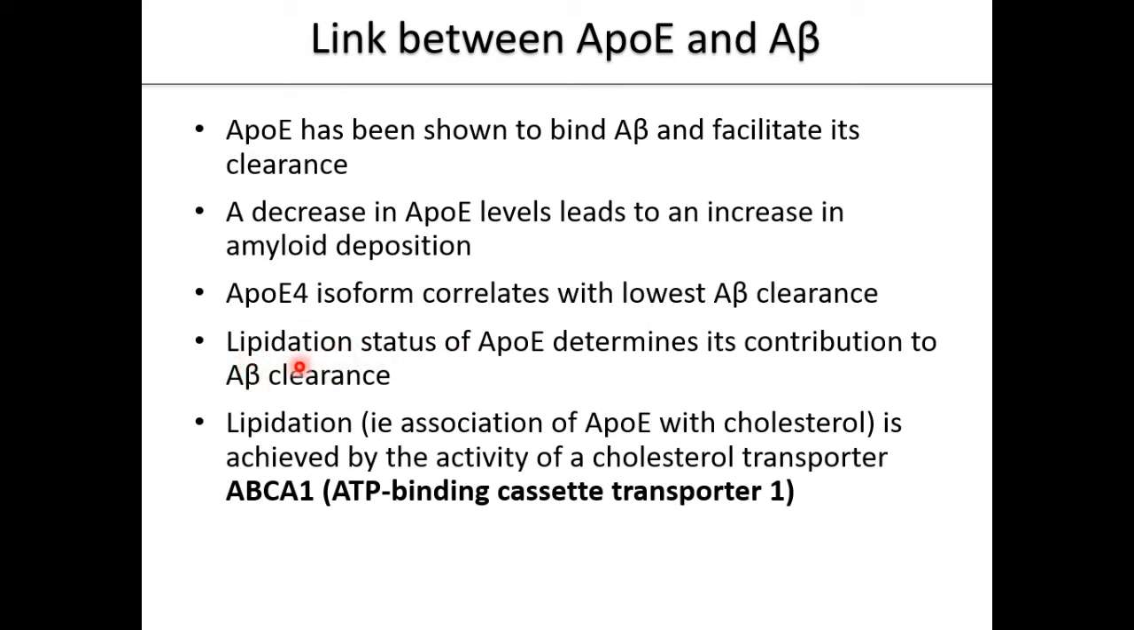Another important consideration is this lipidation status. You have to lipidate, or put a lipid group on, ApoE to increase its activity, which also helps in A beta clearance. What causes this lipidation is this protein known as ABCA1, which is really important, and we'll talk about this and the next diagram after the break. So I think now is actually a great time to take a break. If you have any things that you need to think about, now's the time to think a little bit more about them.